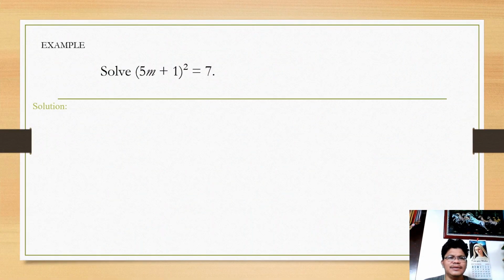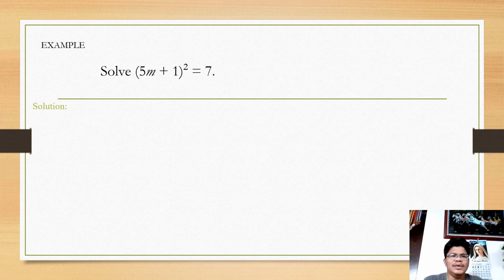Let us now proceed to the next example. Solve the quantity of 5m plus 1 raised to the second power equals 7. The same as in the last example, we're going to check the value of a, and we're going to isolate the quadratic term on one side of the equation. Now in this equation, the value of a is 1. Why? Because there is no indicated number on the left side of the quantity 5m plus 1.